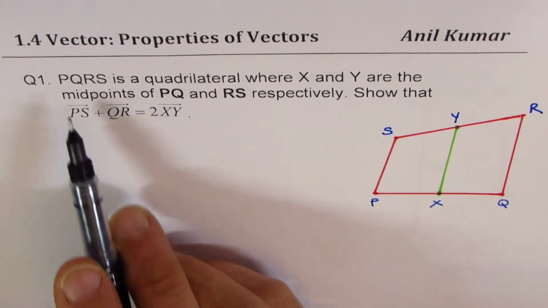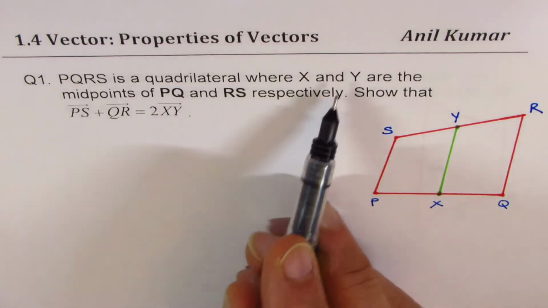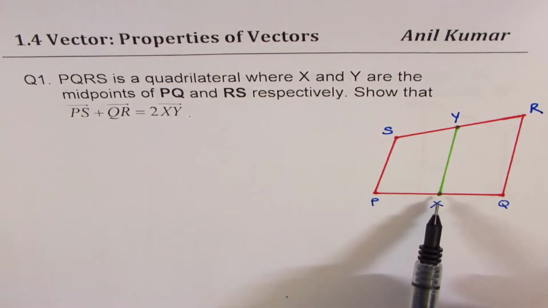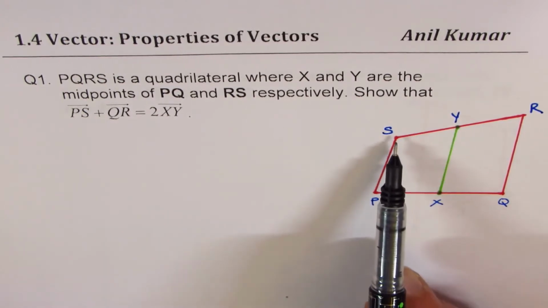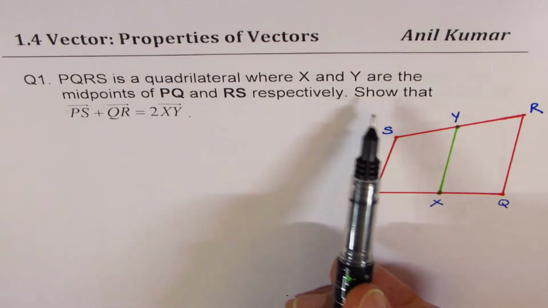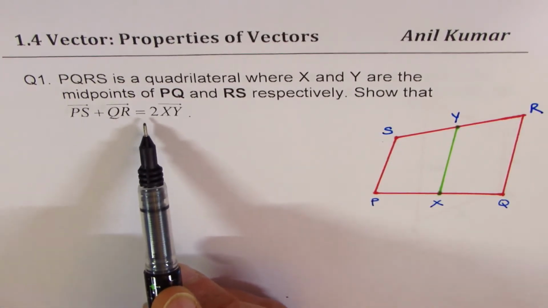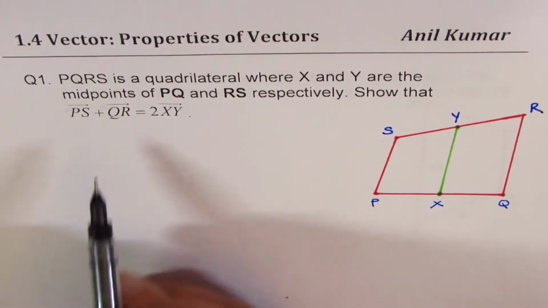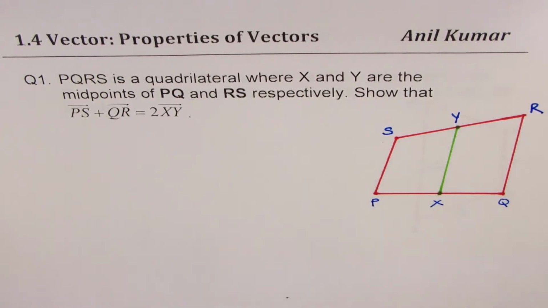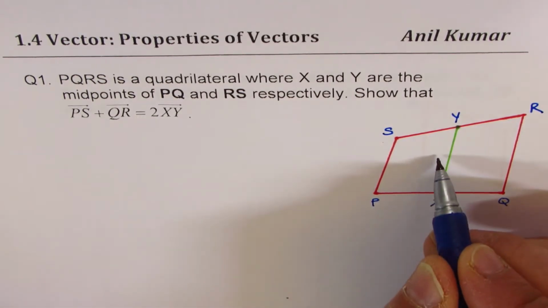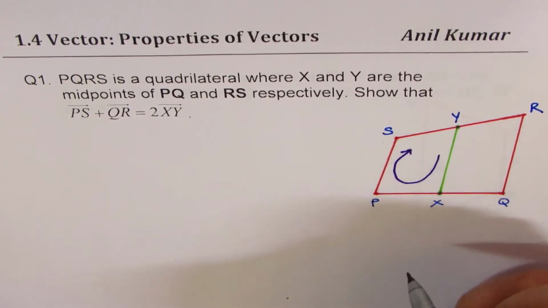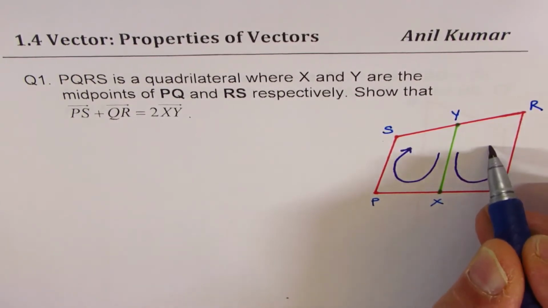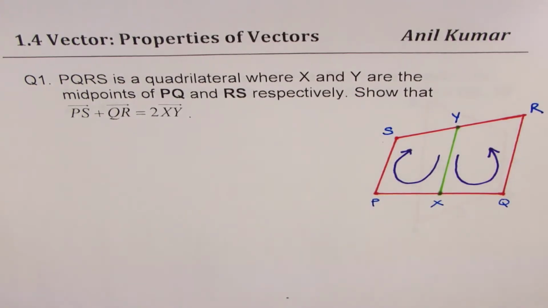Question number 1. PQRS is a quadrilateral where x and y are the midpoints of PQ and SR. Show that PS plus QR equals to 2xy. Now there was a typing error, I just corrected this. Now we can actually find the expression for xy by considering linear combinations in the clockwise direction. That is to say, if I move in this direction, I can write what xy is. And also, if I move in the other direction, counterclockwise, I can find by linear combination what xy is.